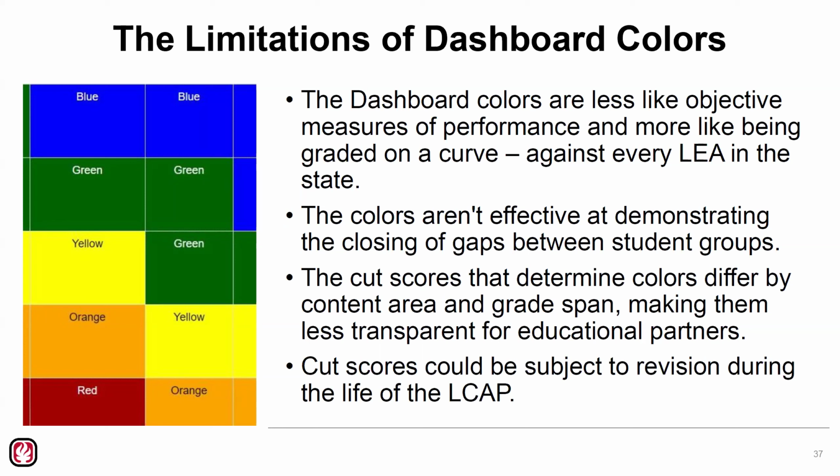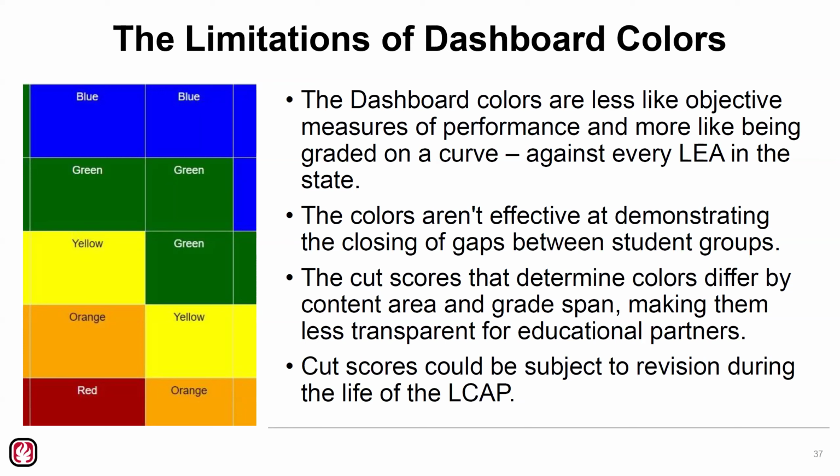The performance standards or cut scores on each 5x5 performance grid are initially determined by evaluating the statewide distribution of all LEAs in the state across both status and change for each indicator. And these are the results that are generated prior to its inclusion on the dashboard.